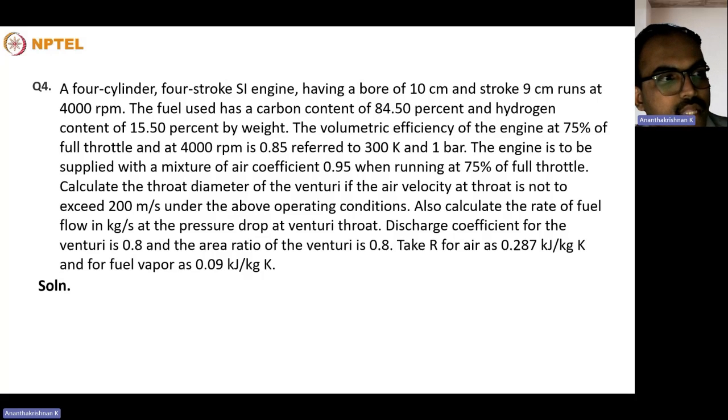The engine is to be supplied with a mixture of air coefficient 0.95 when running at 75% of full throttle. Calculate the throat diameter of the venturi if the air velocity at the throat is not to exceed 200 meter per second under the above operating conditions. Also calculate the rate of fuel flow in kilogram per second at the pressure drop at the venturi throat. Discharge coefficient for the venturi is 0.8 and the area ratio of the venturi is 0.8. Take R for air as 0.287 and for fuel vapor as 0.09 kilojoule per kilogram Kelvin. It's a straightforward problem. We just need to use an algorithmic approach to get the result.